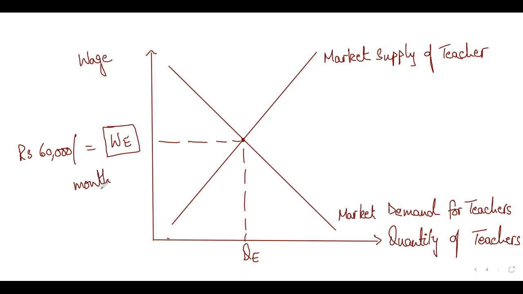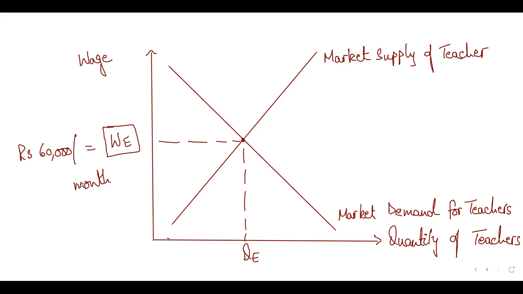Now, if the market wage is 60,000 rupees per month, Abdullah, listen to this carefully. If the market wage rate is 60,000 rupees per month, my question to you is, can I hire any teacher for Mega Lecture at any wage less than 60,000? If I pay more than 60,000, that would be amazing. People would love to work for Mega Lecture because we are paying them more than what the market offers.